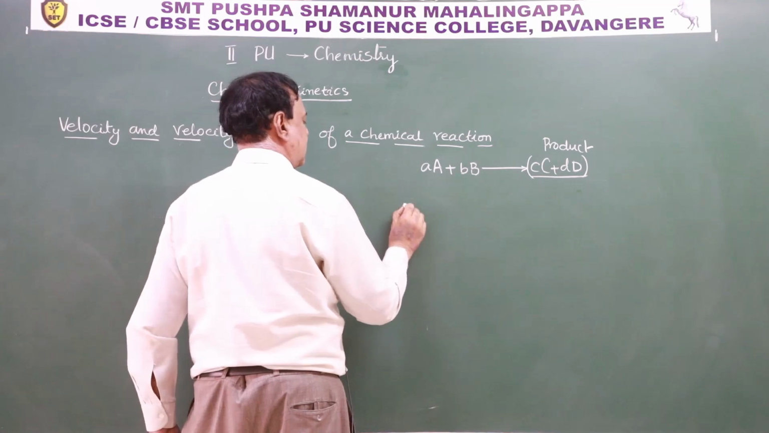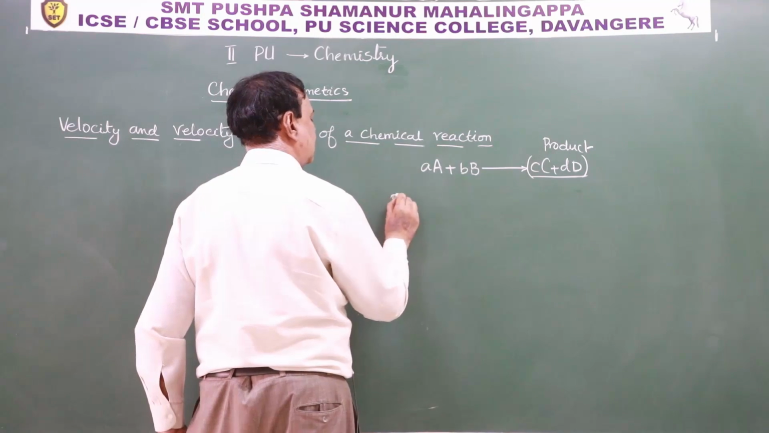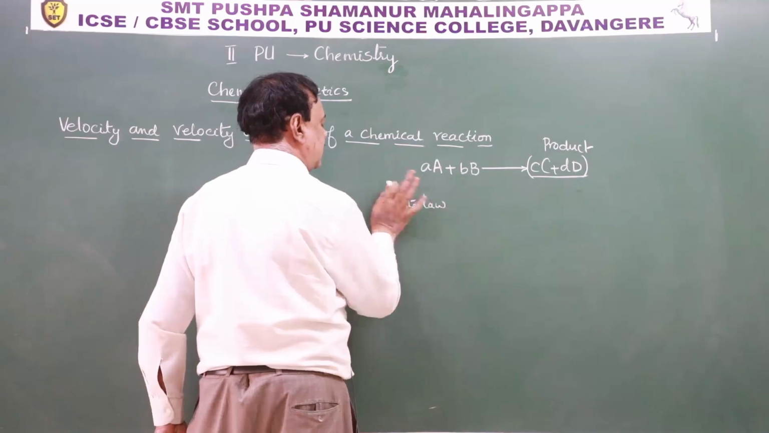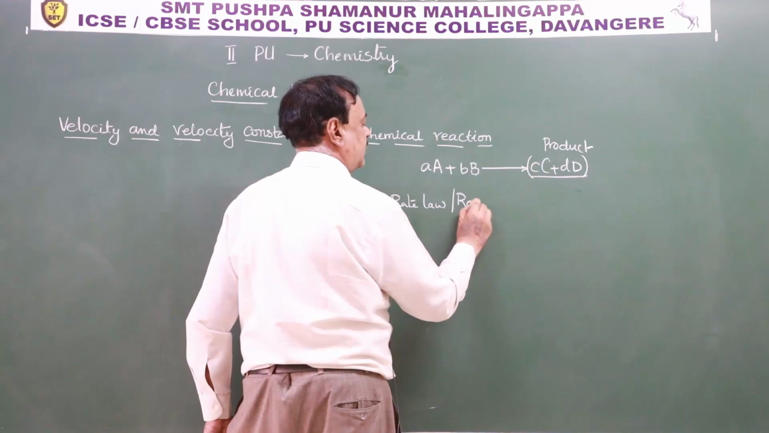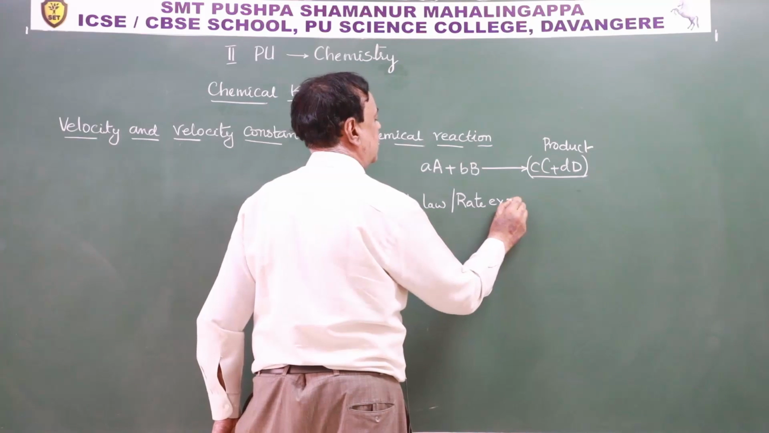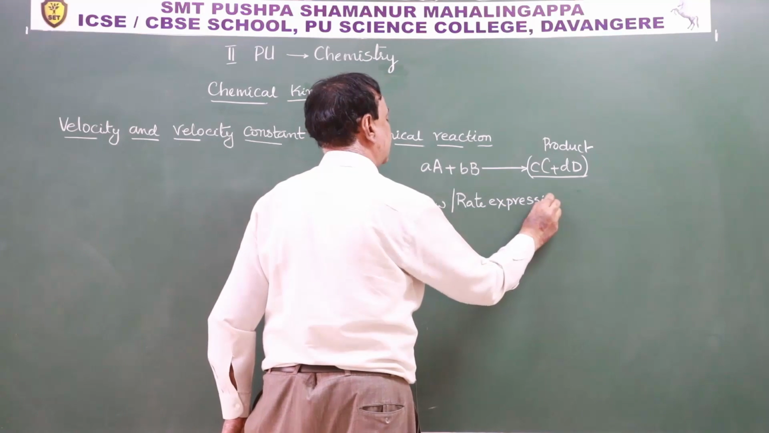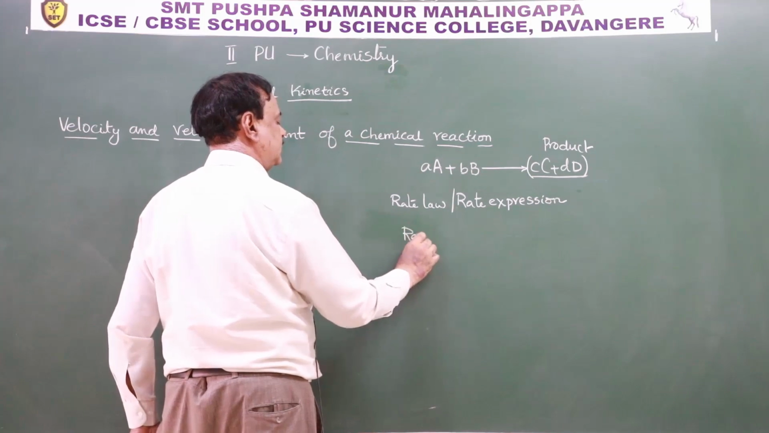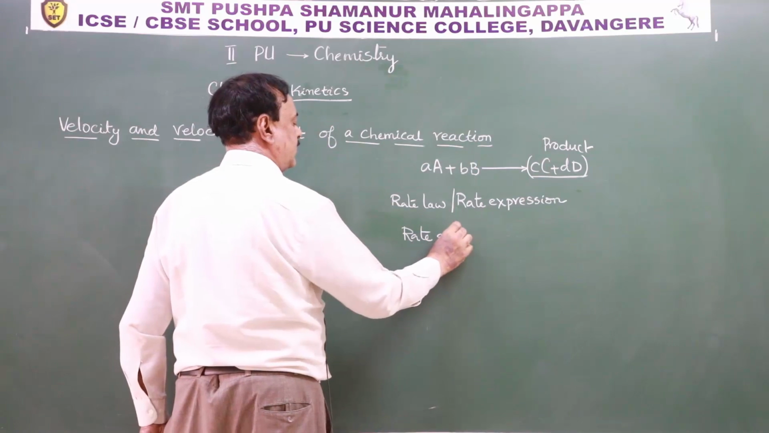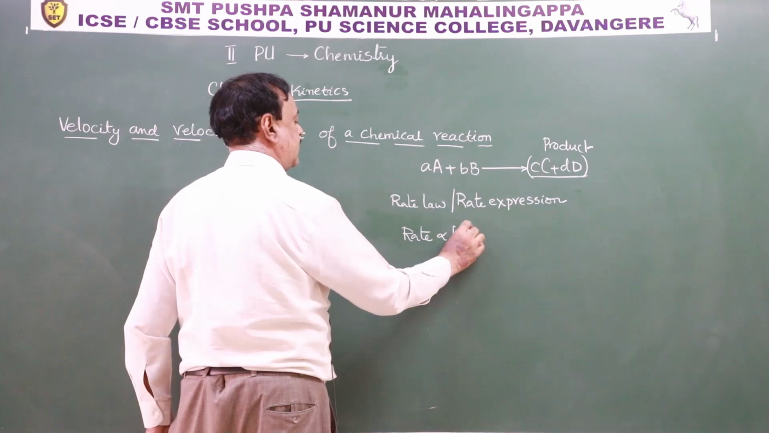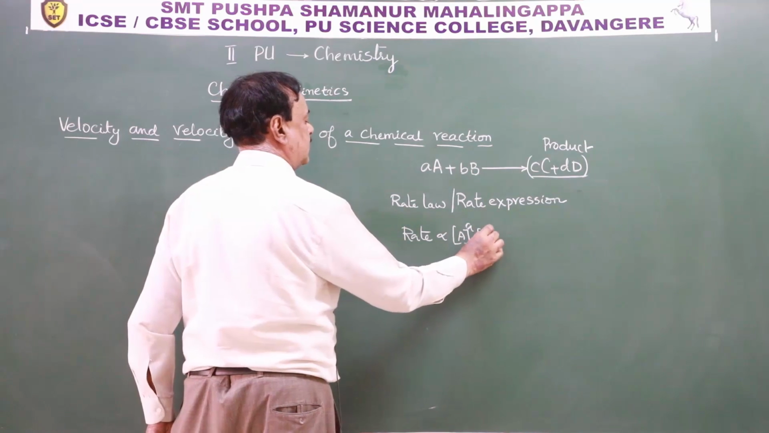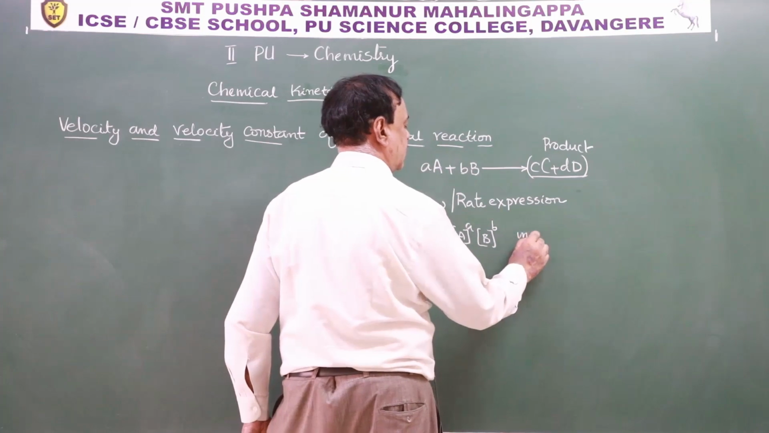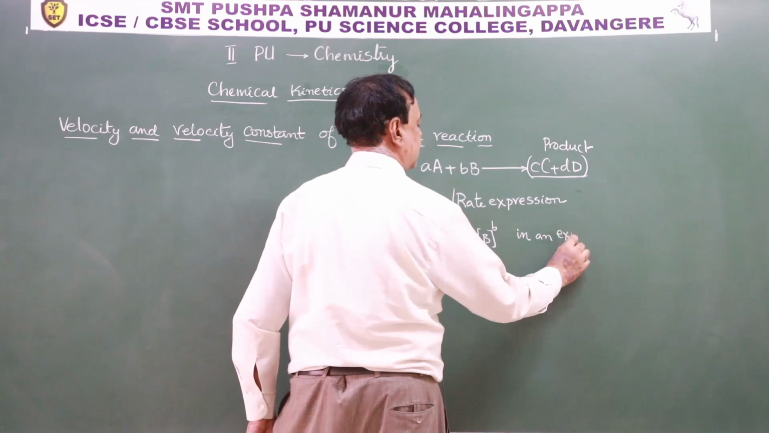First you have to write the rate law, or rate expression, of a chemical reaction. The rate expression is given by: rate is directly proportional to the molar concentration of A to the power of a, into the molar concentration of B to the power of b, in an experimentally determined rate equation.